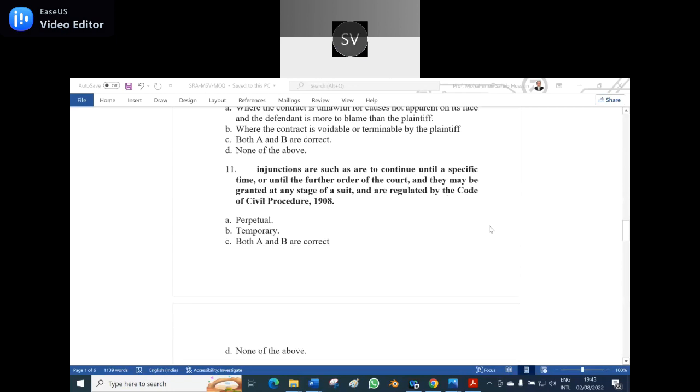11th question. Injunctions are such as are to be continued until a specific time or until a further order of the court, and they may be granted at any stage of the suit and are regulated by the Code of Civil Procedure. Option A, perpetual. Option B, temporary. Option C, both A and B are correct. Option D, none.